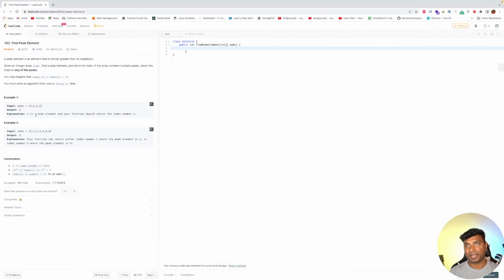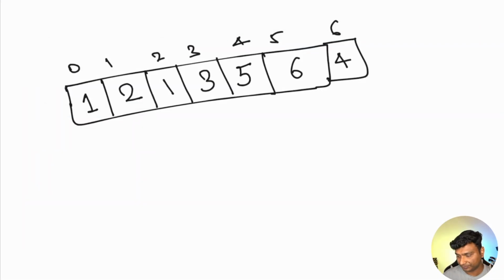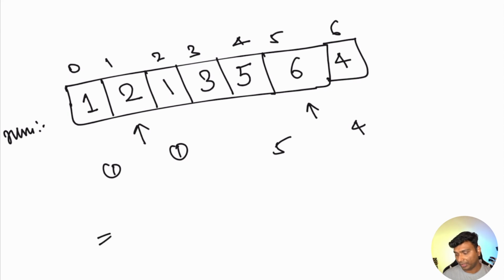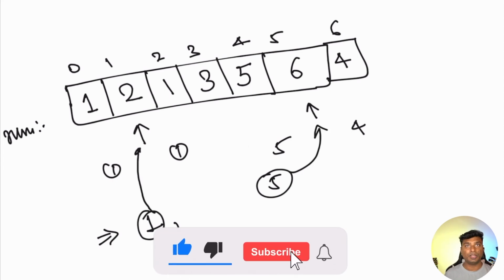In the second example, you are given an array that contains values like 1, 2, 1, 3, 5, 6, 4. Here I can see the number 2 is greater than both of its neighbors, that is 1 and 1, and again the number 6 is greater than both of its neighbors, that is 5 and 4. So here any one is your answer. You can return either 1 or 5. 1 is the index of 2 and 5 is the index of 6. Now, how to solve this?